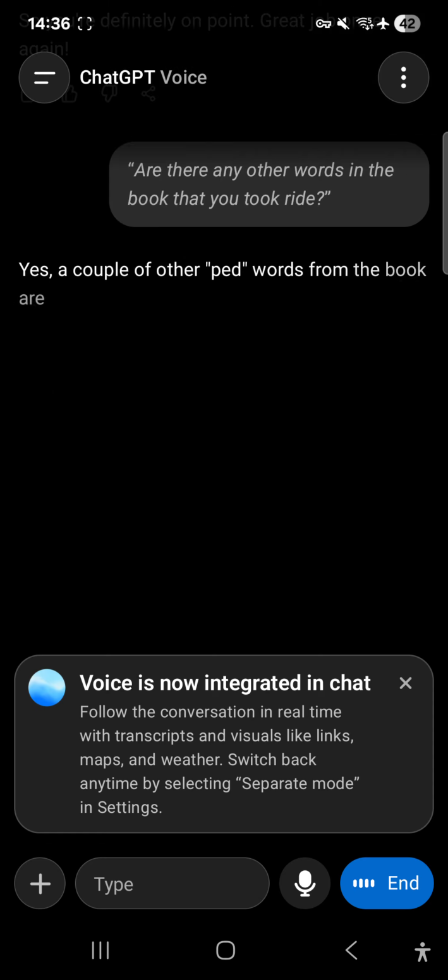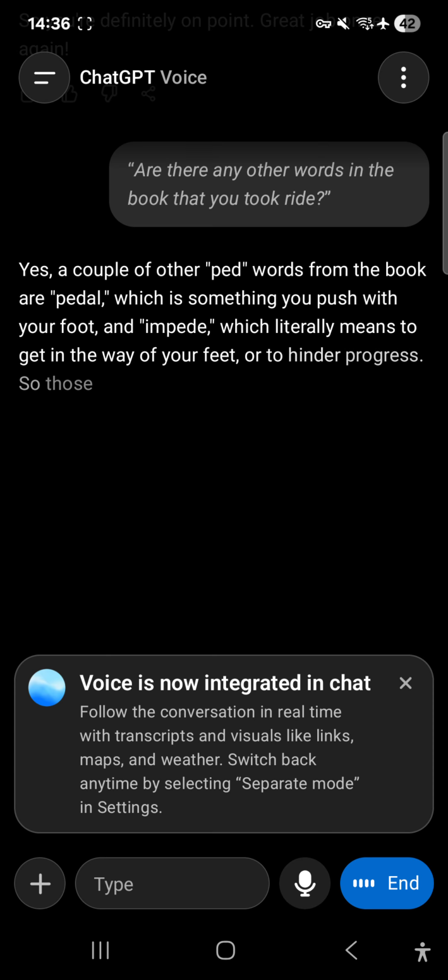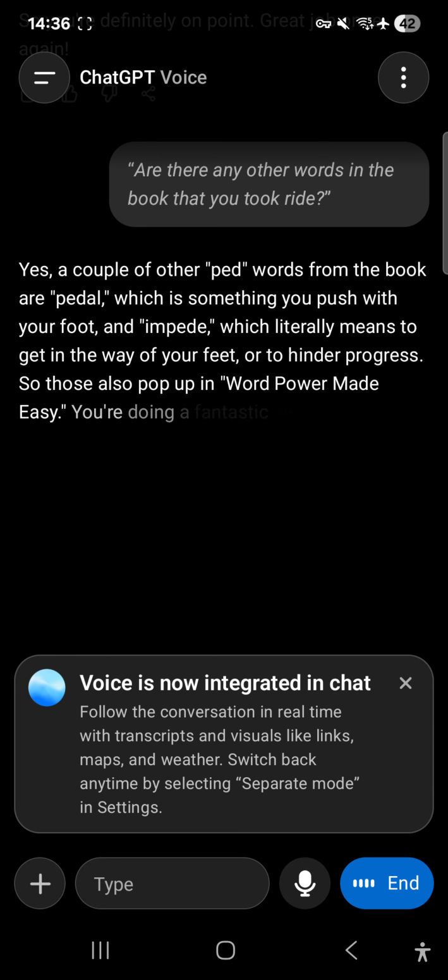Yes, a couple of other ped words from the book are pedal, which is something you push with your foot, and impede, which literally means to get in the way of your feet, or to hinder progress. So those also pop up in Word Power Made Easy. Is there something related, chiropedy? Is there something like that? Chiropodist, chiropedy?